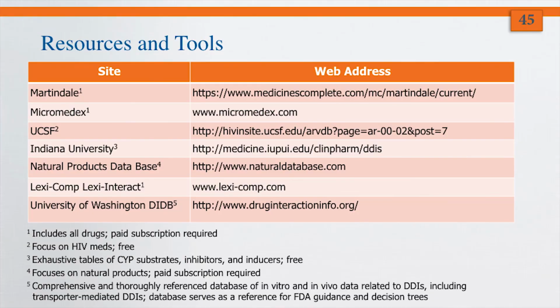And lastly, I provided here in a table some resources or tools, some tertiary references that can be consulted when you're looking for information. Some of these are specific to HIV medications, such as UCSF's website. Martindale's or Micromedex is a great general reference. The University of Washington provides a drug interaction database, which is extensively referenced. It's actually an excellent reference. The FDA uses it quite considerably in their guidance documents and on their websites because it's so extensive and comprehensive.